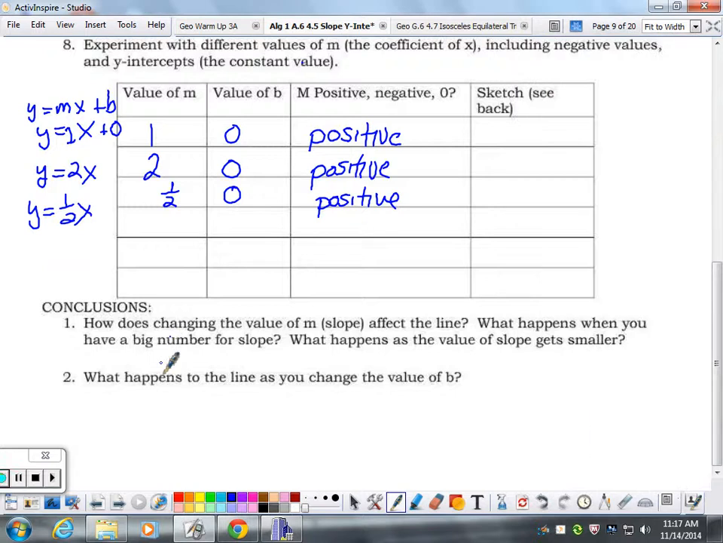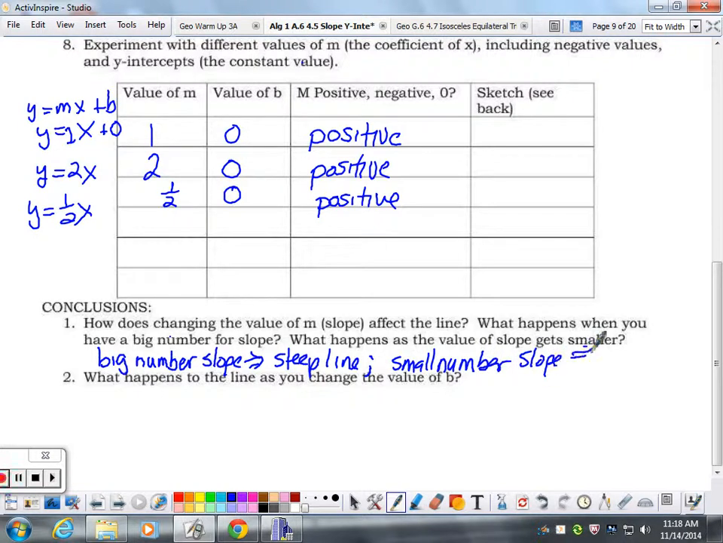So how does changing the value of m affect the line? What happens when you put a big number in for slope? What kind of line are you going to get? Steeper. Steep. So big number slope means steep line. Right? What happens if you have a small number slope? It's less steep. I like these ones. You guys are doing a good job today.